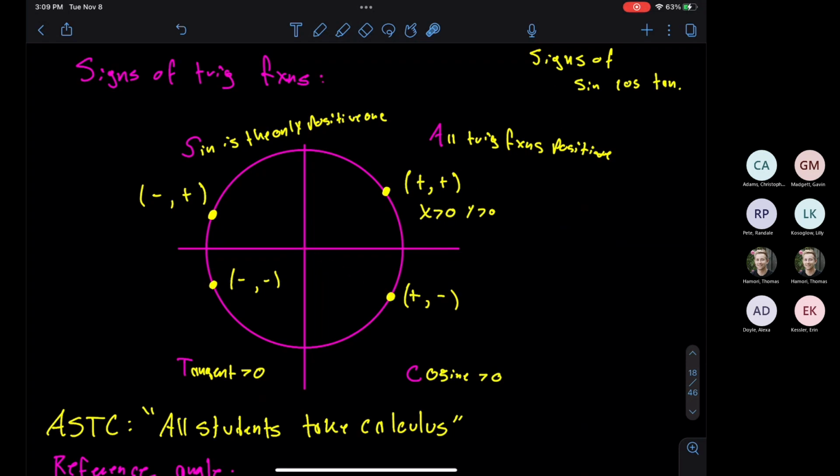So the way you remember this is you say all students take calculus. It goes A, S, T, C. The order goes 1, 2, 3, 4, just like the quadrants. So quadrant 1, 2, 3, 4 correspond with A, S, T, C, respectively.